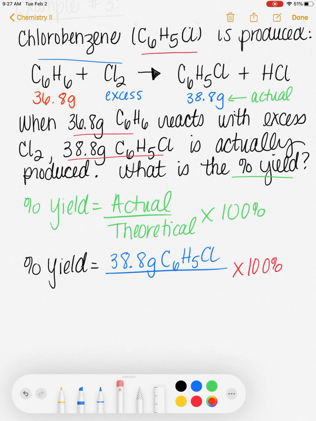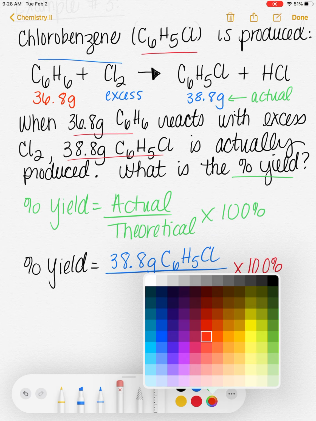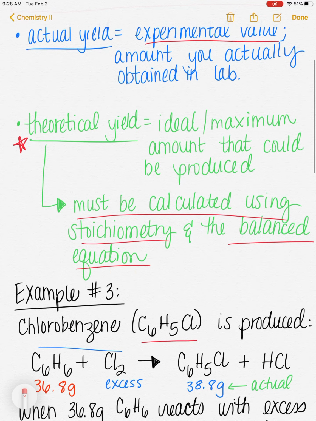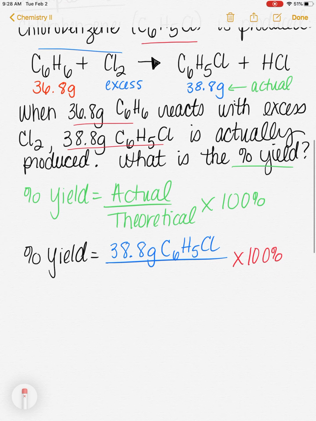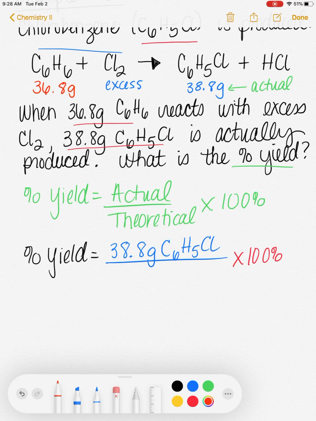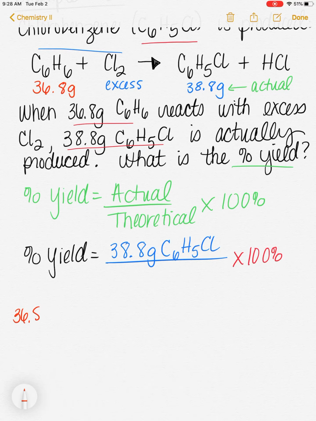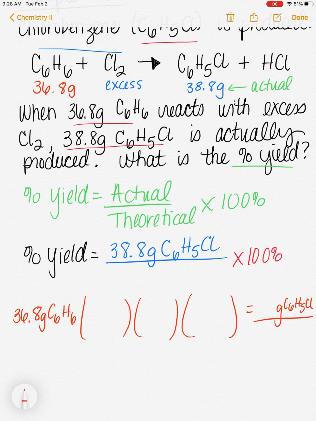I am going to have to do some math, because if I go back to my definition of theoretical yield, it says that it has to be calculated using stoichiometry and the balanced equation. So what I need to do here is, if I know that I have 36.8 grams of C6H6, I need to convert that to grams of C6H5Cl that could be made. And if we look back on our mole map, grams to grams conversion is going to be a 3-step conversion.